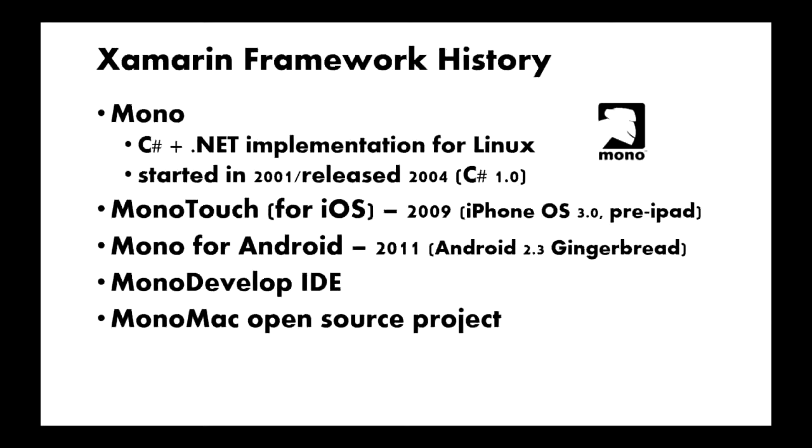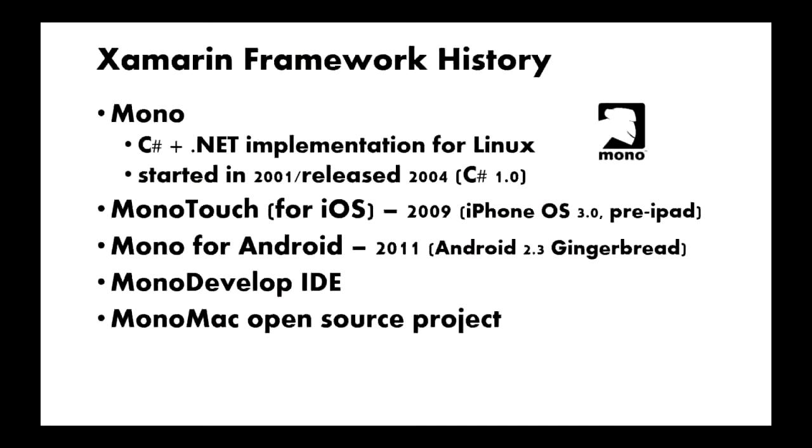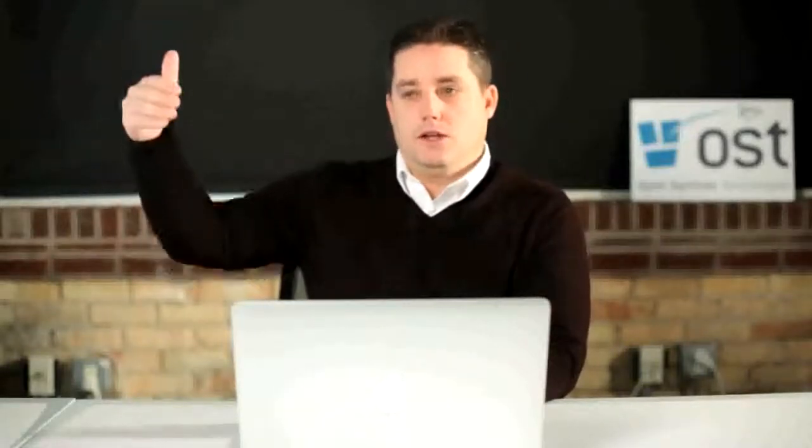It lets Mono basically run on Android and continue to compile C# to run natively on Android devices. They also developed a Mono developed IDE, and they have a Mono Mac project. Xamarin.Mac allows you to build applications for the Mac and the Mac App Store that are built in C# and can share all of this code.